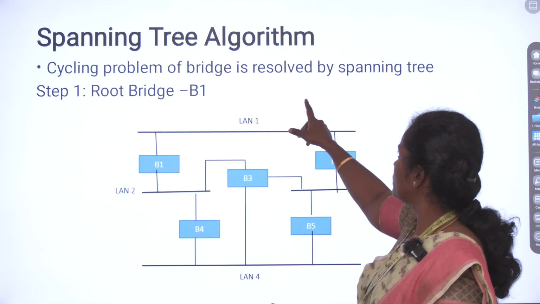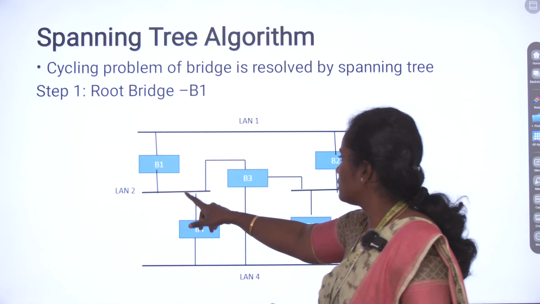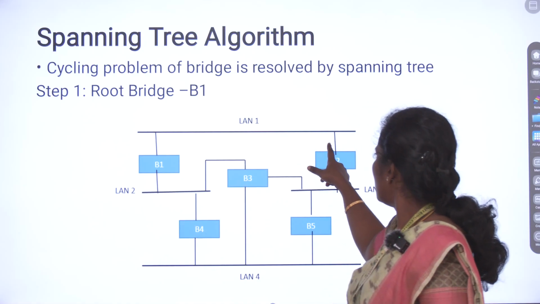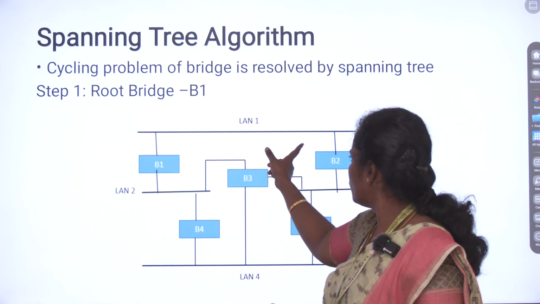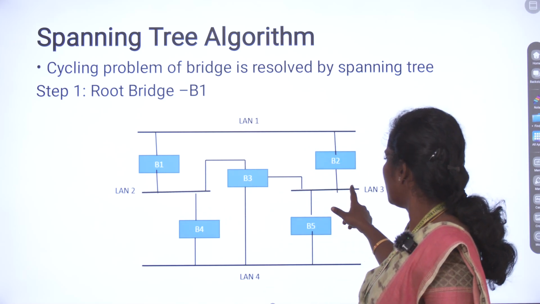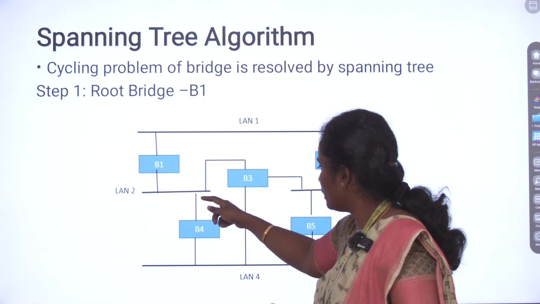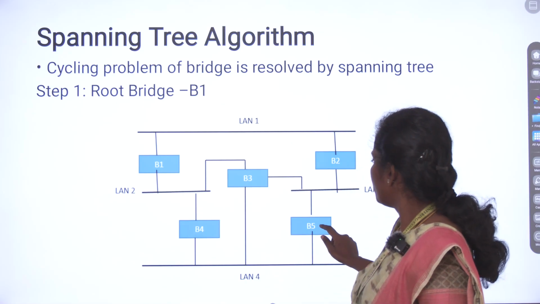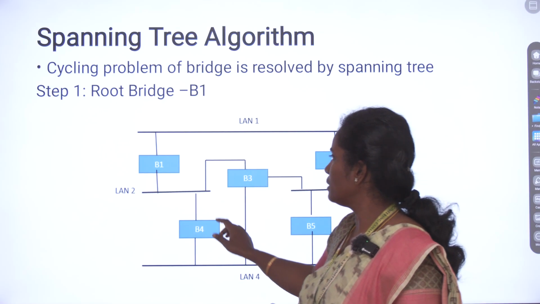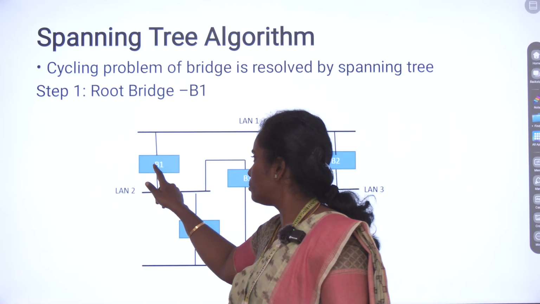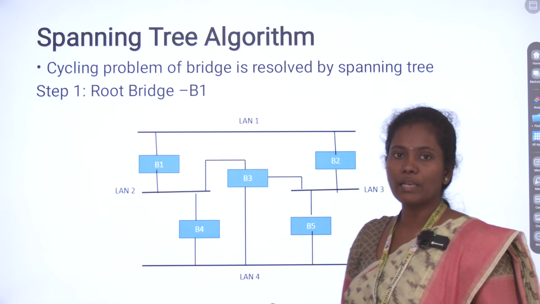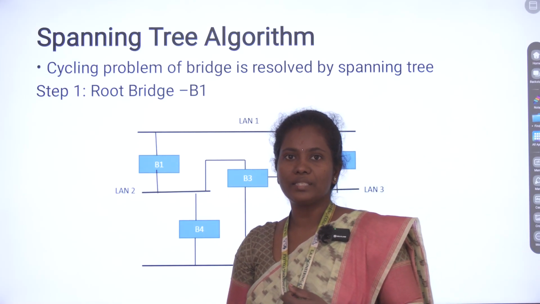Here, the cycling problem of bridges is resolved by the spanning tree. Take this diagram. Bridge 1 is connected with LAN 1, and bridge 2 is also connected with LAN 1. Then bridge 3 is connected with LAN 2, LAN 4 and LAN 3. Bridge 4 is connected to LAN 2 and LAN 4. Bridge 5 is connected with LAN 3 and LAN 4. According to this, I am taking the lowest index, B1, so it is considered the root bridge. Based on this, we are going to calculate the root port and the designated port.